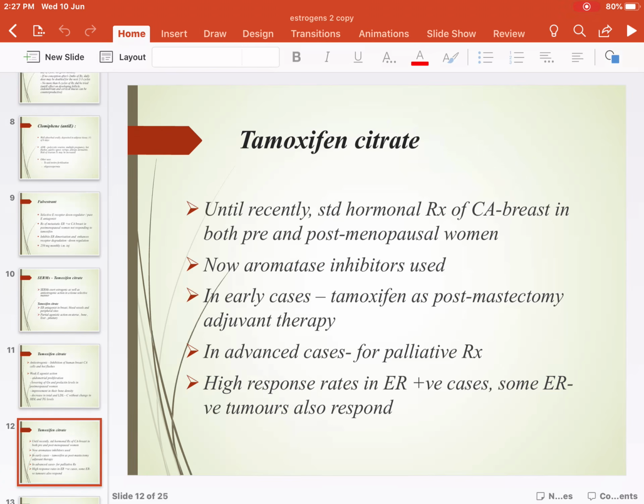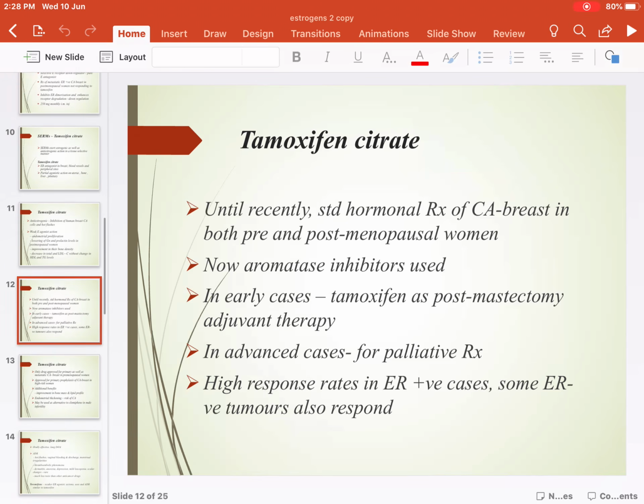So where do we use tamoxifen citrate? We use it in carcinoma breast, in both pre and postmenopausal women. Do we use it nowadays? No, we have better drugs. Those are aromatase inhibitors. But these can be used in early cases, after surgery, post-mastectomy, and in advanced cases also for palliative therapy. These are very effective in ER positive breast cancers. These are also helpful in preventing CA breast on the other side.